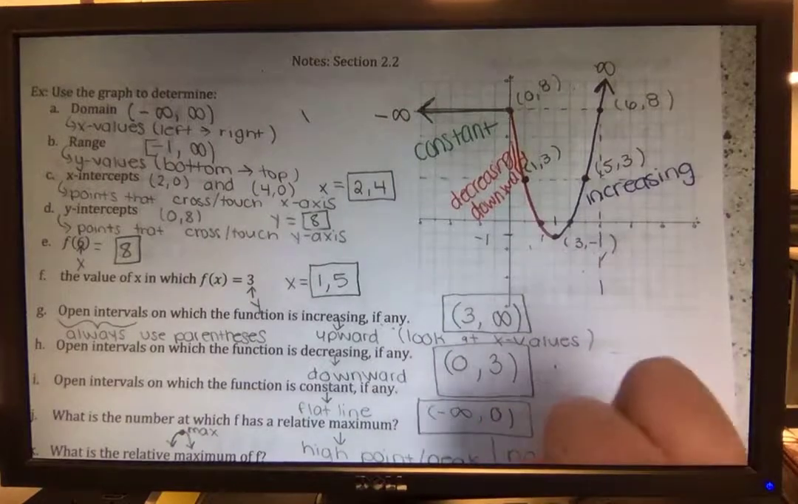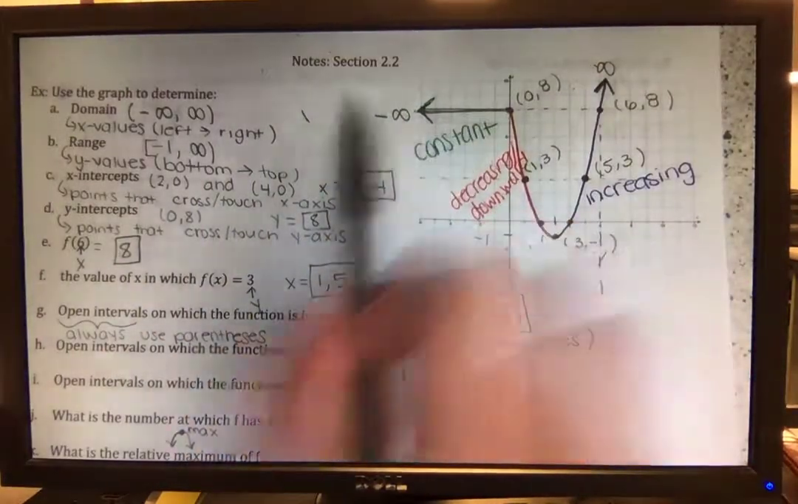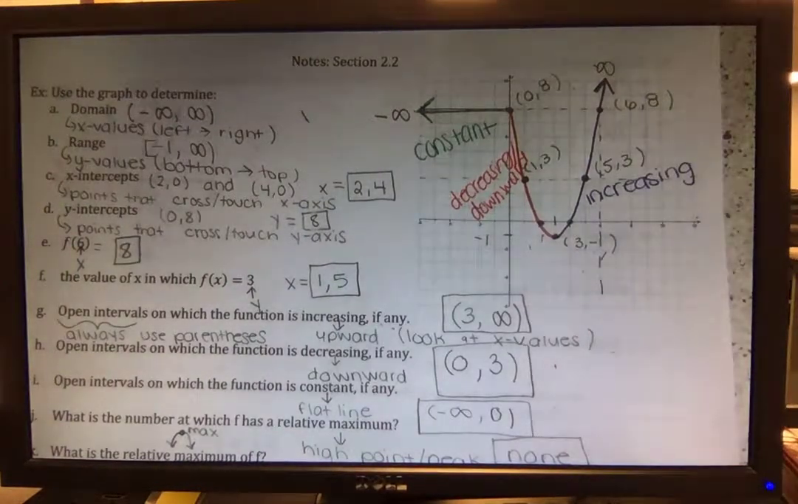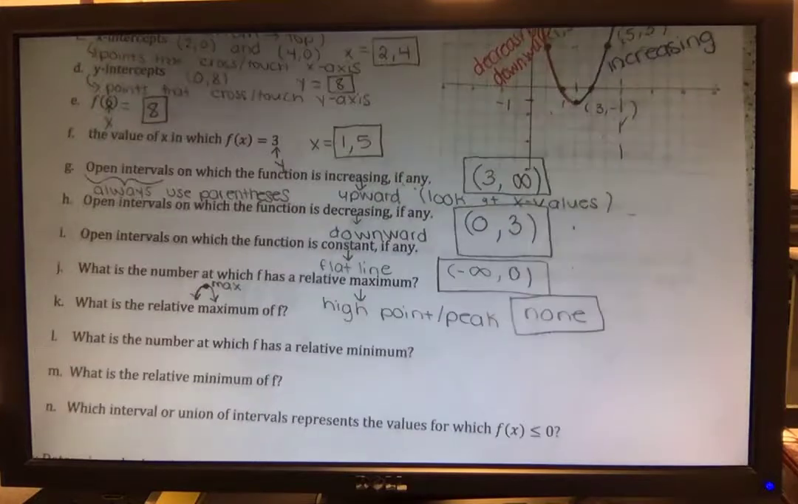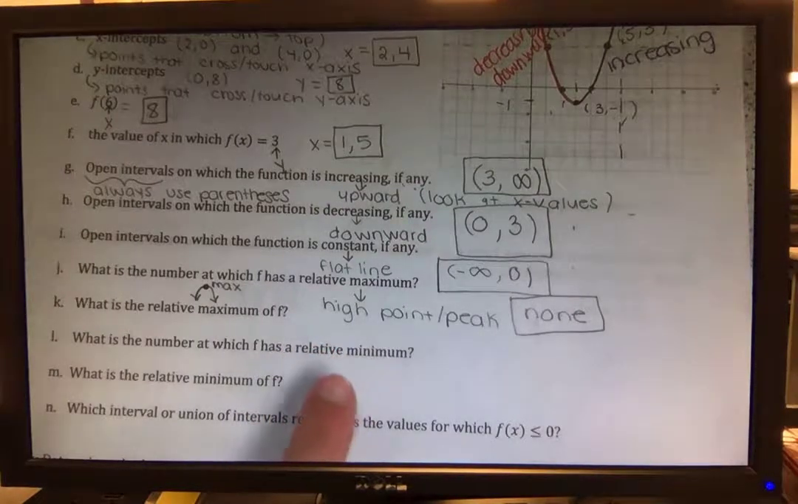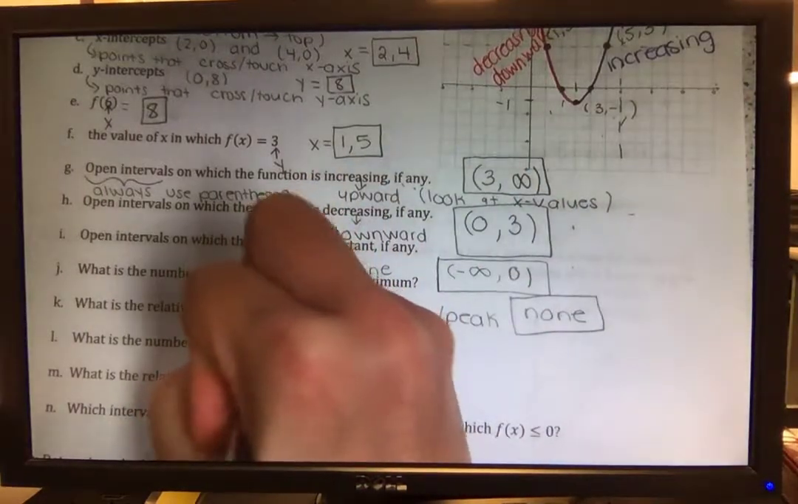So there's no peaks in our graph. Here it's staying constant this whole time, so one is not higher than the other. And then it just goes on up forever towards infinity. So no high points, no peaks. Example K. What is the relative maximum of f? Well, we said there wasn't a relative maximum, so none. So no maximum still.